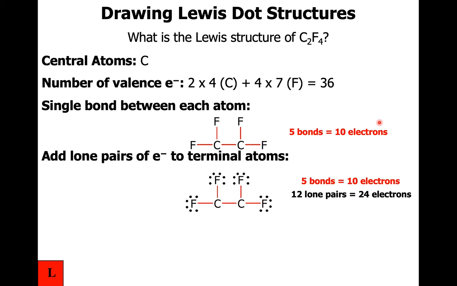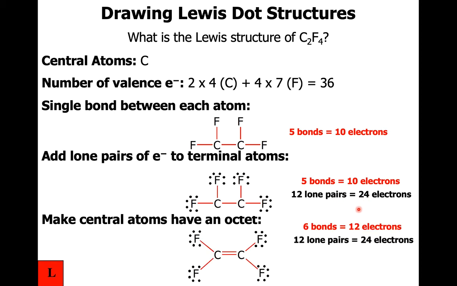We always want to go around and satisfy the terminal atoms first. That uses 24 of the electrons. And so that uses 34 total of the electrons. 10 plus 24 gives me 34 total electrons getting used up.